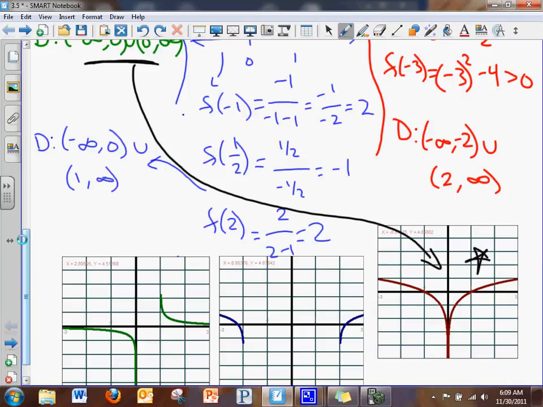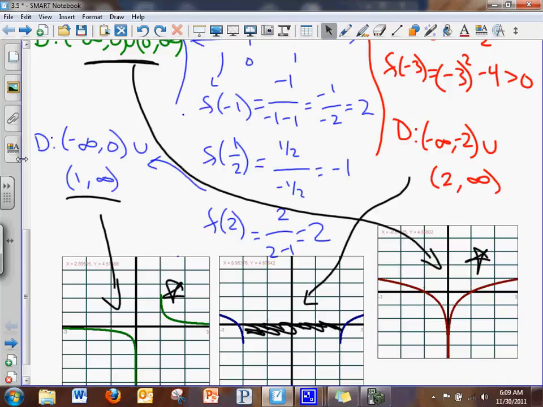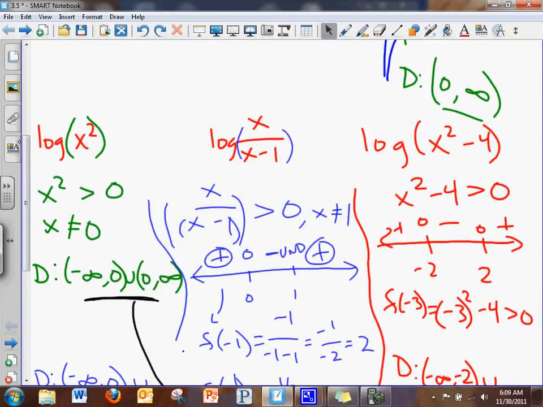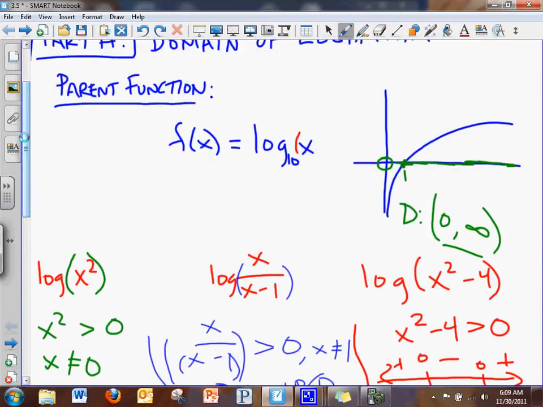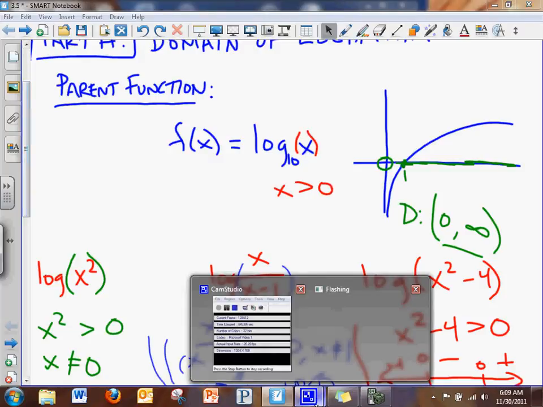This is everything except the numbers in between 0 and 1. Ooh, that's this guy. Ooh, yes. And then this guy is everything except the numbers in between -2 and 2. That's the middle graph. You see how in between -2 and 2, the graph is not defined. All right, that's domain. The big thing there is just that inside of the log function, whatever it is, has to be greater than 0. All right? That is part 1.